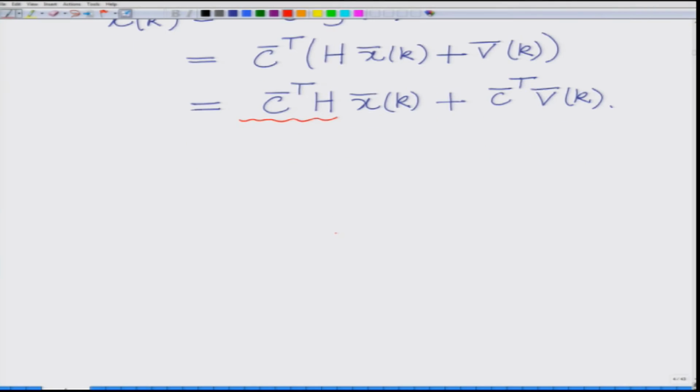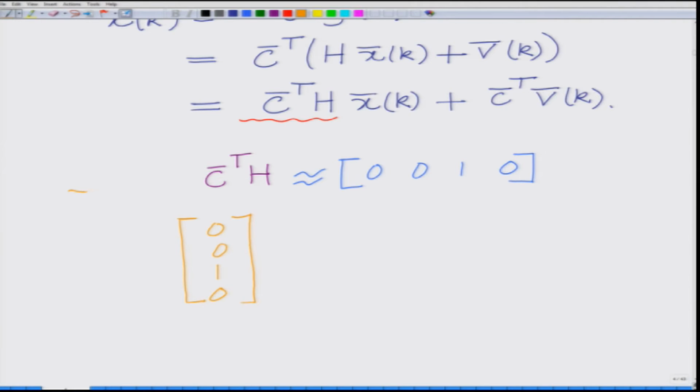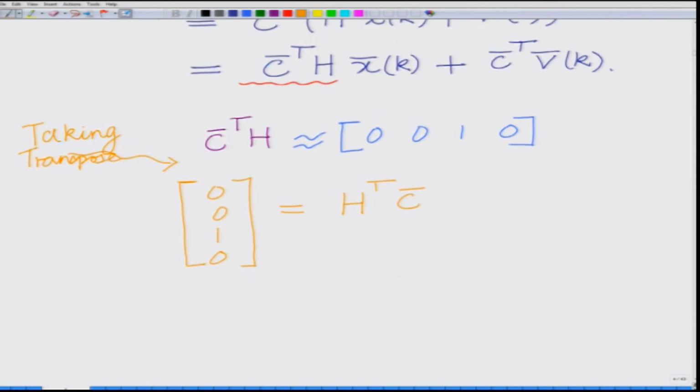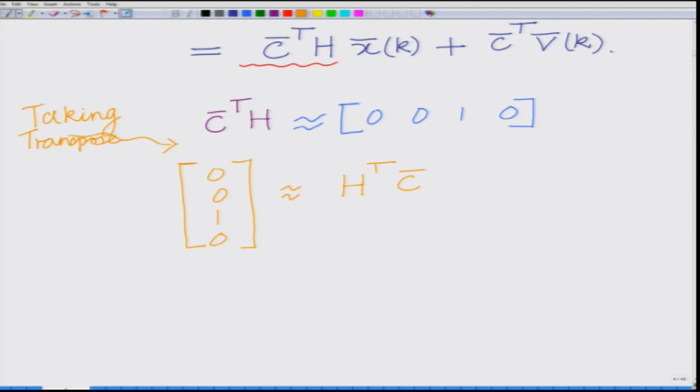This is therefore also known as the zero forcing criterion for equalizer design, because you are forcing the interference from the other symbols xk plus 2, xk plus 1 and xk minus 1 to 0. Therefore this can be expressed as: C bar transpose H should be as close an approximation as possible to 0 0 1 0, which means if I now take the transpose, I have H transpose times C bar should be as close as possible to the vector 0 0 1 0.